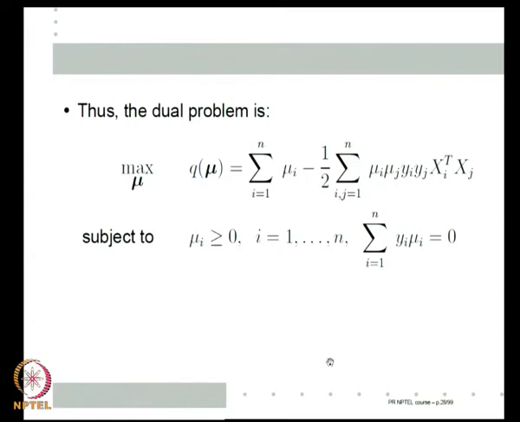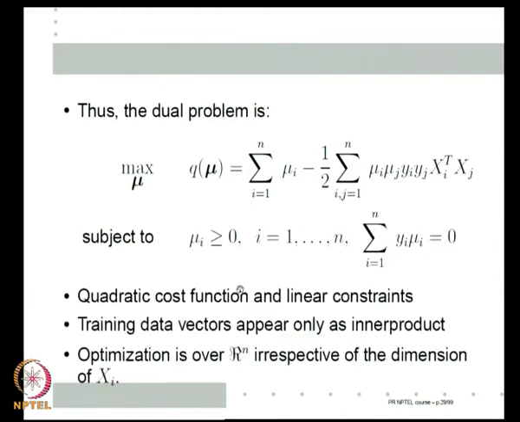So, my dual now turns out to be: maximize q(mu), which is given by this as you have just seen, subject to mu_i greater than or equal to 0, and we have to impose the extra condition summation mu_i y_i equal to 0. So, this is my dual problem. This is also a constrained optimization problem. The optimization variables are mu. The cost function is this, because my variables are mu. This term is linear in mu and this term is quadratic in mu, so this is a quadratic function. Constraints are linear: mu_i greater than or equal to 0, and summation mu_i y_i equal to 0. So, this is once again a constrained optimization problem with a quadratic cost function and linear constraints.